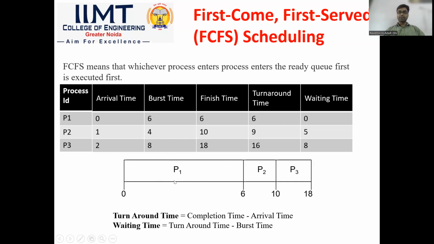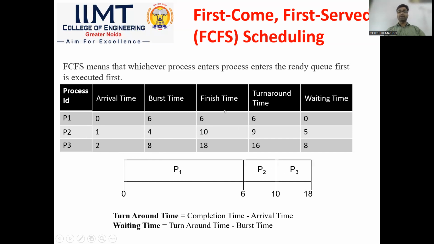Just see, as process P1 takes 6 units of time to complete its execution, process P2 and process P3 have automatically arrived in the ready queue, and after this they will execute on the resource. Process P2 arrived at time 1, and process P3 arrived at time 2. So process P2 will execute for 4 units of time, and process P3 will execute for 8 units of time.